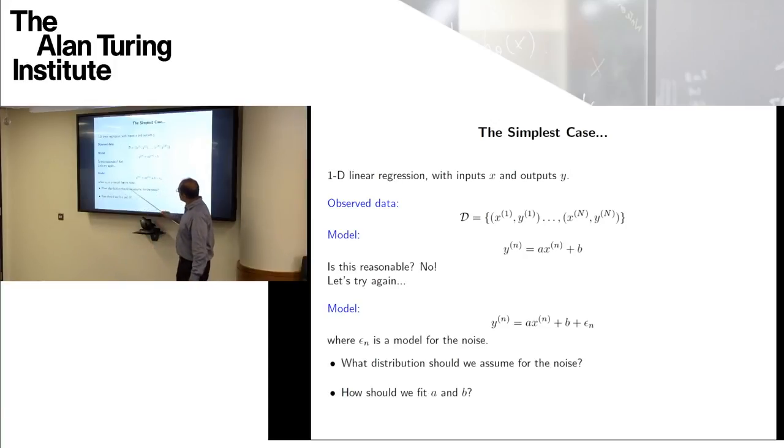So epsilon n is a model for the noise, and now we have all sorts of freedom. We fixed ourselves to linear regression, but we have the freedom to choose different distributions for the noise. So what distribution should we assume for the noise? Any suggestions? White noise. Gaussian, yeah. White noise is, you know, uncorrelated Gaussian.